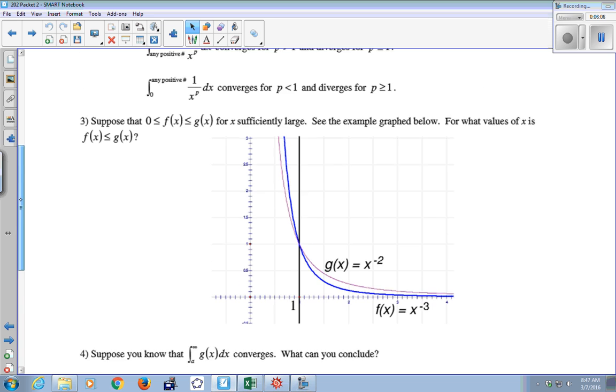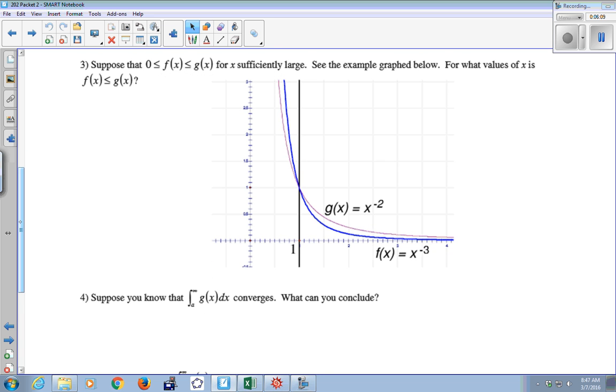All right, so here's a picture. Totally ignore the formulas here. Pretend they're not there. Actually, I want the names, just not the formulas. So G is the pink graph, F is the blue graph. For what values of x is f of x smaller than g of x?